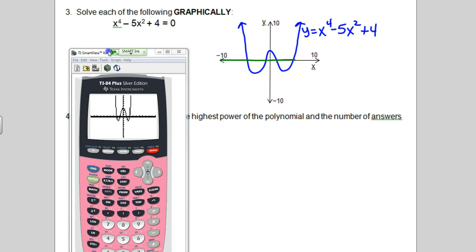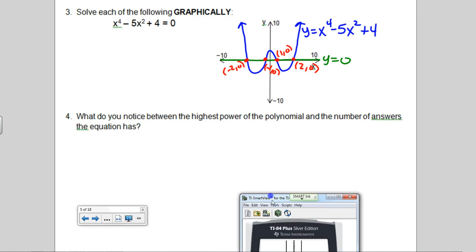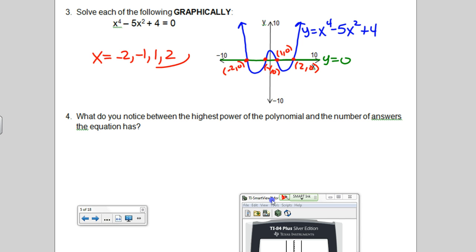Here is my y equals 0 line. Okay, and this is the point -2, 0. That's the point -1, 0. That's the point 1, 0. And that's the point 2, 0. And so we have the answers are the x values, -2, -1, 1, and 2.